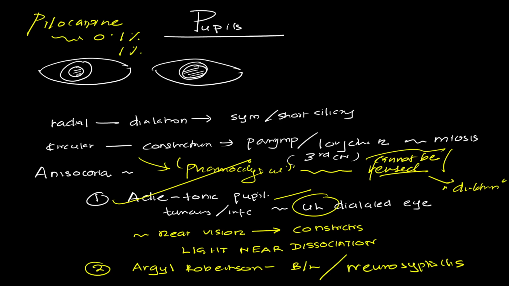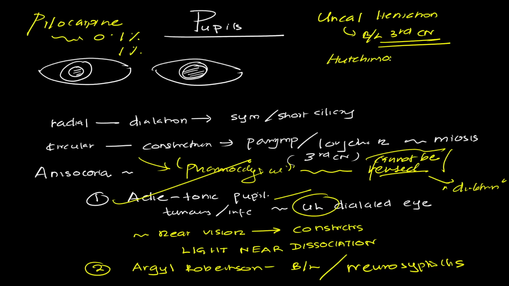This is what you should know about the pupils. There are a few other aspects as well. If you can remember, in uncus herniation, what happens is that it will compress the bilateral third cranial nerve, which carries the parasympathetics. Therefore, there will be a bilateral dilation. This is known as the Hutchinson's pupil.